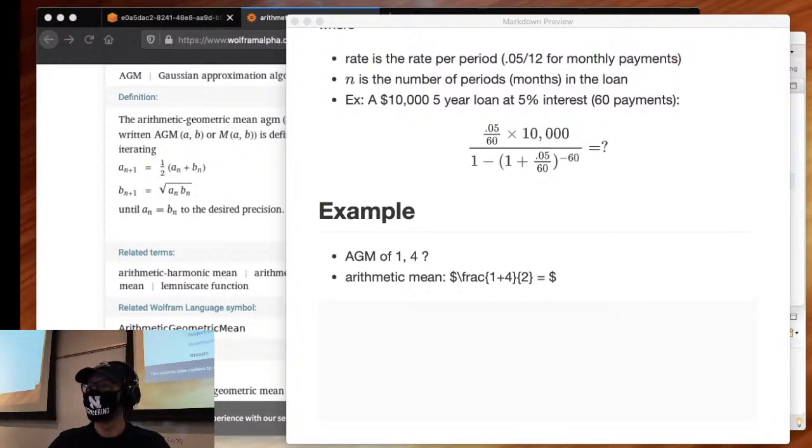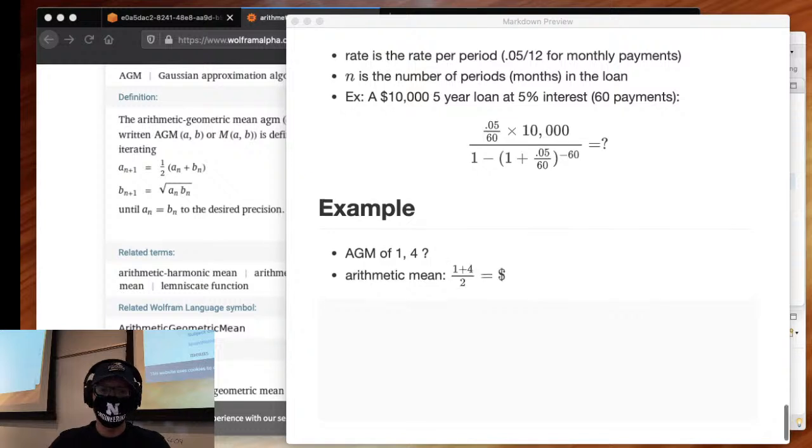what? Come on, why are you having so much trouble with this? 5 divided by 2 is going to be 2.5. There we go. And what's the geometric mean?